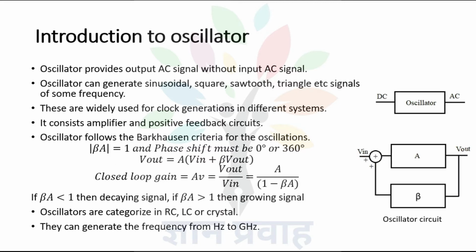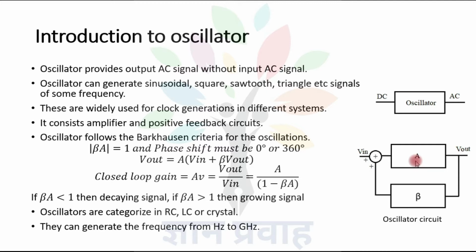Introduction to oscillator. So oscillator provides output AC signal without any input AC signal. It means oscillator has only DC input signal, and based on this DC input signal it provides AC output signal. Oscillator can generate sinusoidal or non-sinusoidal signals like square, sawtooth, triangular of some specific frequency. Oscillators are widely used as clock generators in different systems.